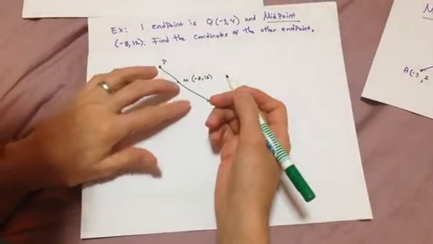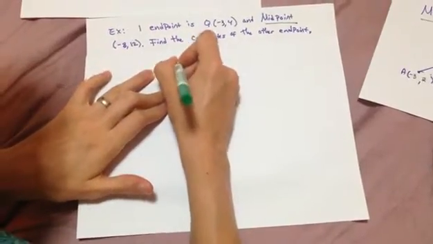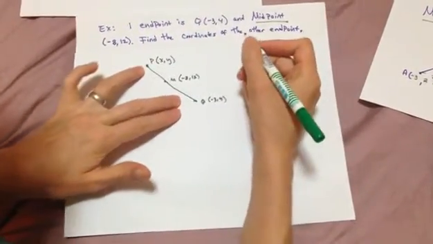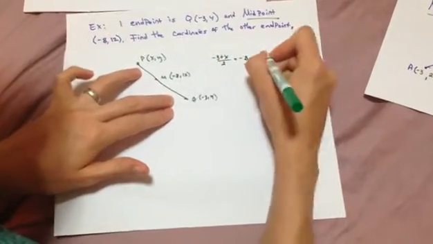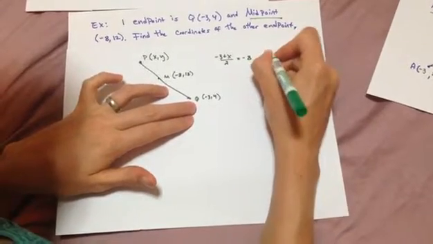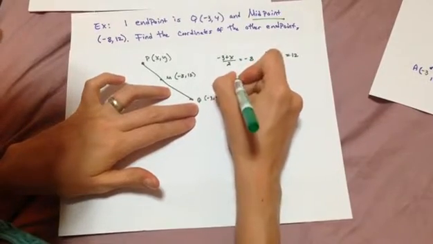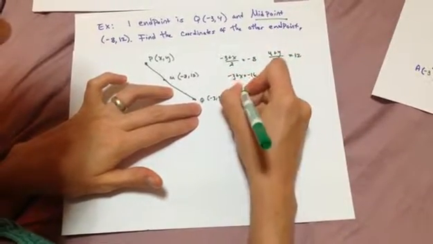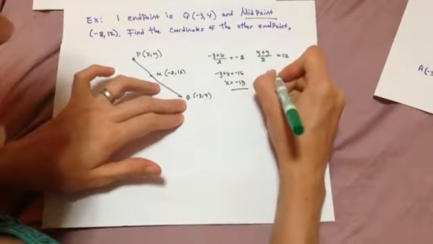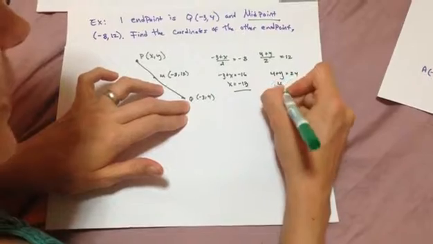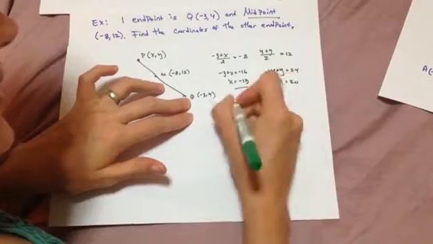So remember that the average of the coordinates of P and Q will give me M. So this is x comma y. The way I can solve this problem is I can say negative 3 plus x divided by 2 should give me negative 8, and 4 plus y divided by 2 should give me 12. So if I solve this, negative 3 plus x is equal to negative 16, so x is equal to negative 13. Then 4 plus y is equal to 24, so y is equal to 20. So the coordinates are negative 13, 20.